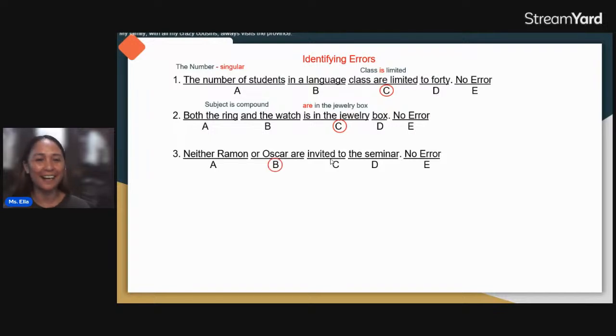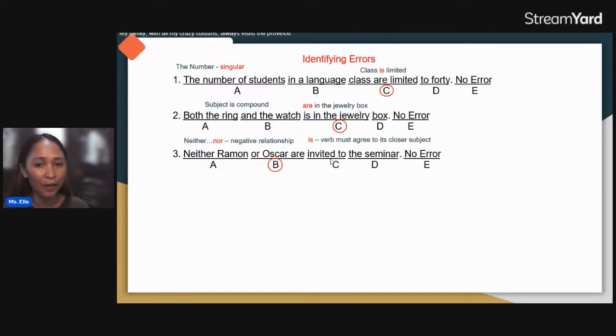Why letter B? All right. The first reason is that neither and nor is a fixed phrase, right? It shouldn't be paired with other conjunctions or other words. It should be paired by its fixed phrase. That means it's neither nor. It's not neither or. Okay? There's no phrase such as neither or. It should be neither nor, which means a negative relationship. It should be neither Ramon nor Oscar.